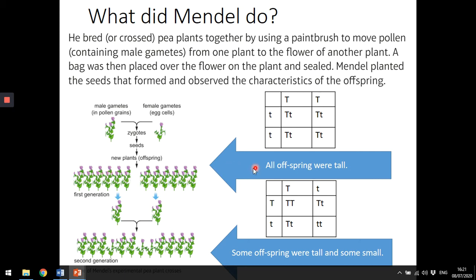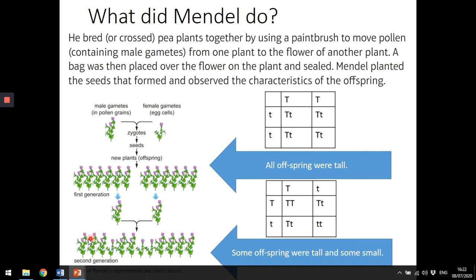So if we look here into this Punnett square, which we now have a good understanding of, but he wouldn't have had at the time, we know that the tall plant must have been homozygous big T, and the small plant must have been homozygous little t. So when you do the cross for that, you end up with heterozygous dominant, so that all the plants would have been tall plants. He then took two of those plants and crossed them together.